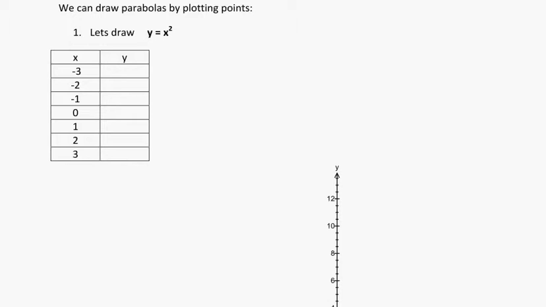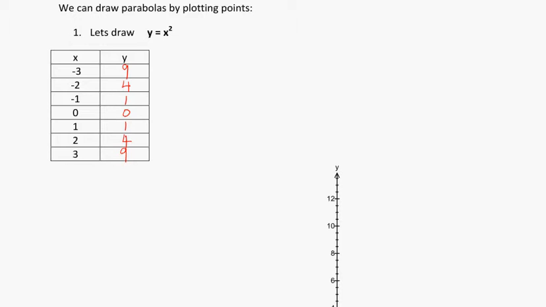When x is negative 3, what's y? Negative 3 squared is 9, because two negatives make a positive. Negative 2 squared is 4. Negative 1 squared is 1. 0 squared is 0. 1 times 1 is 1. 2 squared is 4. And 3 squared is 9. And notice the symmetry of the numbers.